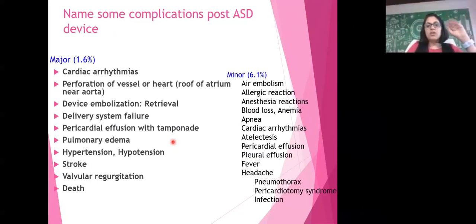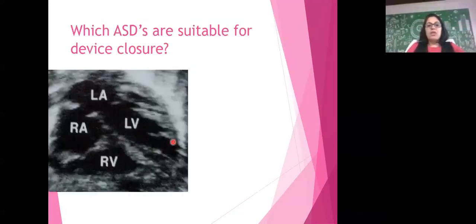So while there are complications, this is a relatively safe procedure. It's a one-day procedure, no incision, and the complication rate today is really less than 1%. Now, which ASDs are suitable for device? So obviously, we would like to do device in everybody, right? But we can't do it.